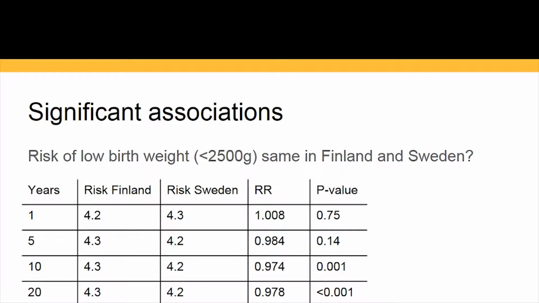It doesn't show in the table, but the p-value in the bottom row is really low. That obviously changes as we get more data, right? The p-value gets lower and lower. The association between risk of low birth weight and country of birth is super significant, right? But what does this mean?